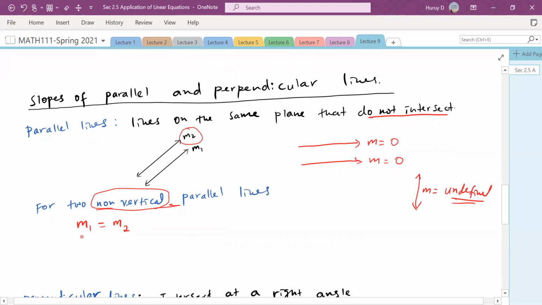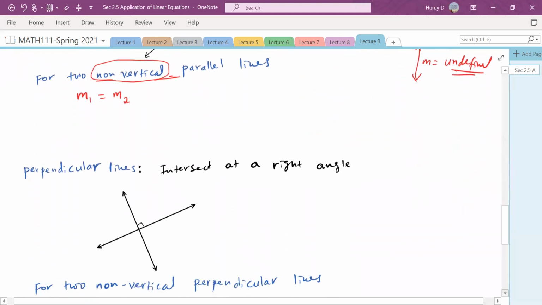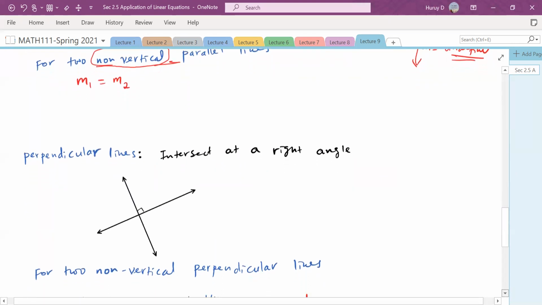So this is a very important concept. Of course, if you understand the idea of a slope, then when they are parallel, you expect both of them to have the same steepness, both of them to have the same slope. But now the next question is, how do we use this idea in solving equations or in finding equations of lines?